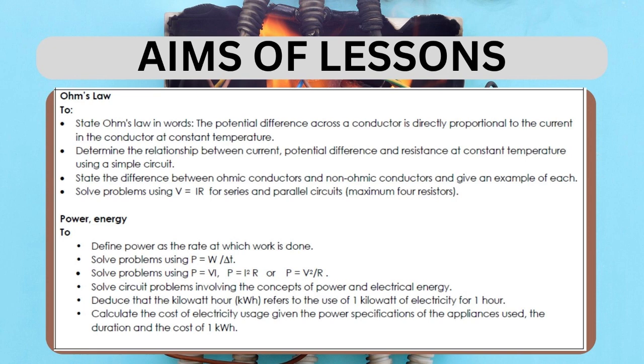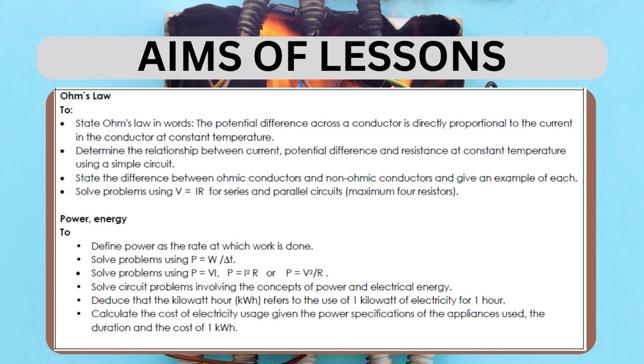Determine the relationship between current, potential difference, and resistance at constant temperature using a simple circuit. State the difference between ohmic conductors and non-ohmic conductors and give an example of each. Solve problems using V equals IR for series and parallel circuits, maximum for resistors.